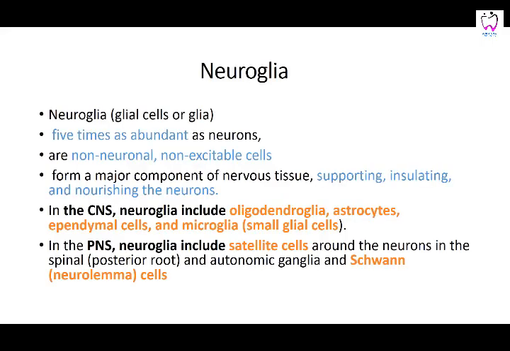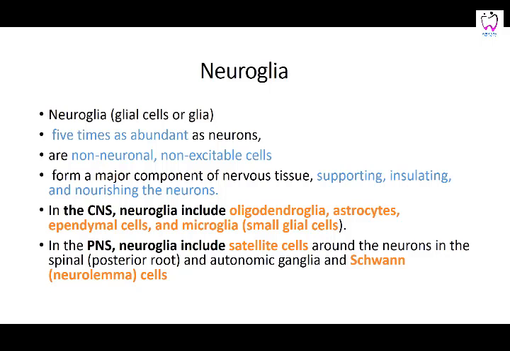Then you have the neuroglia. Neuroglia are said to be five times more abundant as compared to the nervous tissue. They are non-excitable and non-neuronal, and their major function is supporting, insulating, and nourishing the neurons. In the central nervous system, you include oligodendroglia, astrocytes, ependymal cells, and microglia cells.